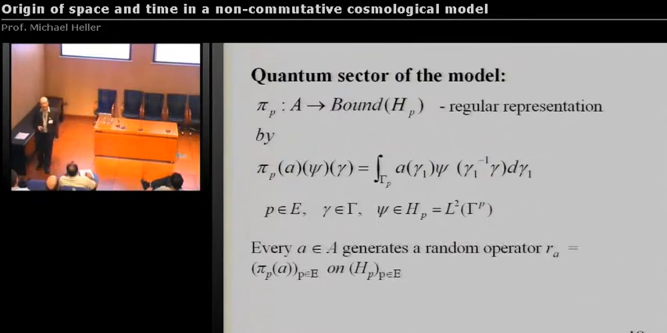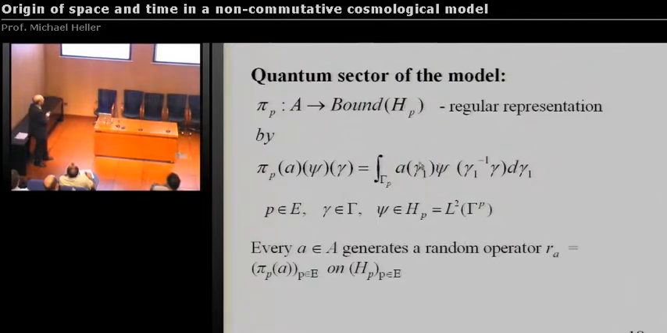What is extremely nice, and again it was not put by hand in our model, but came out of the model, and I must say we were very nicely surprised when it came out. Namely, every element of the algebra A generates a random operator. This quantity here, the family coming from this representation, is a random operator on this family of Hilbert spaces. So some probabilistic aspect came out of the model.